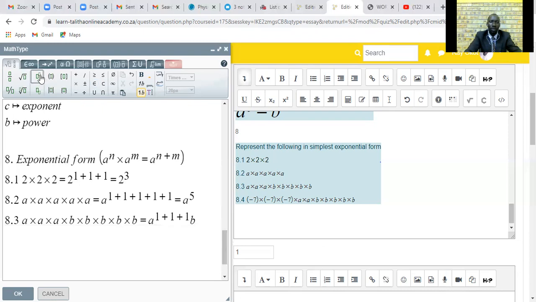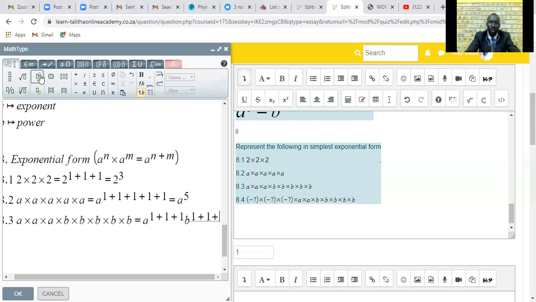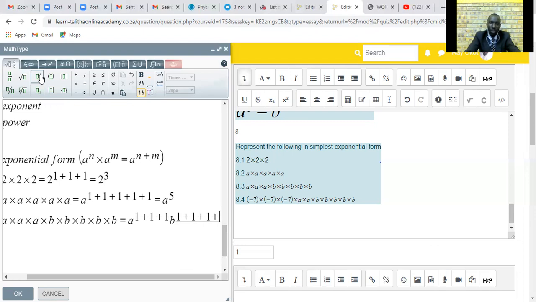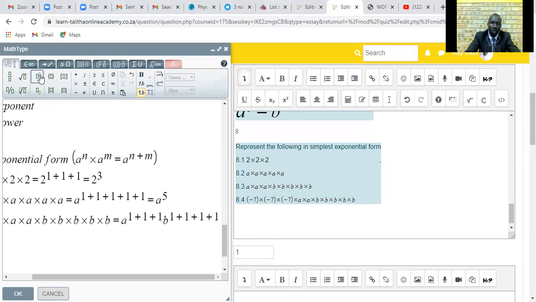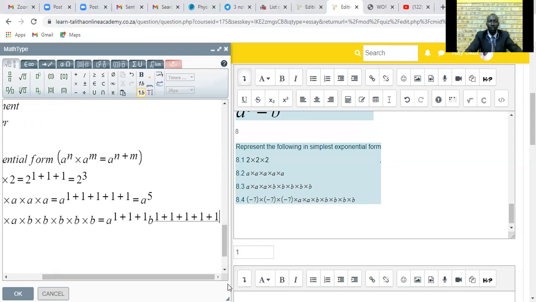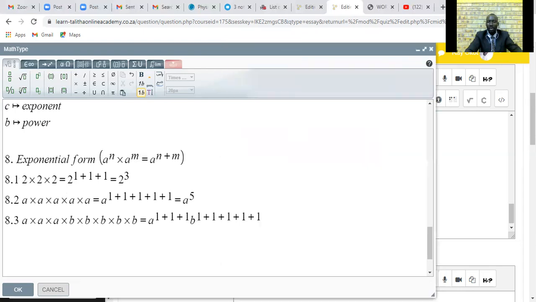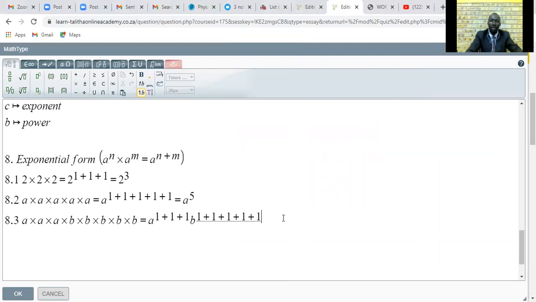So since we have 5 for B, this will be 1 for the first time, then 1 for the second time, then 1 for the third time, then 1 for the fourth time, then 1 for the fifth time. Okay, now that is what we have. So the next step is to simplify that out. And how do we simplify it? Well, we simplify by adding the exponents. So we then be having A with exponent of 3. Then we be having B with exponent of 5. And that becomes the solution.